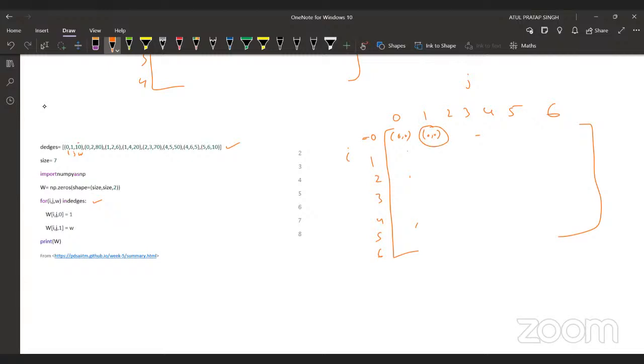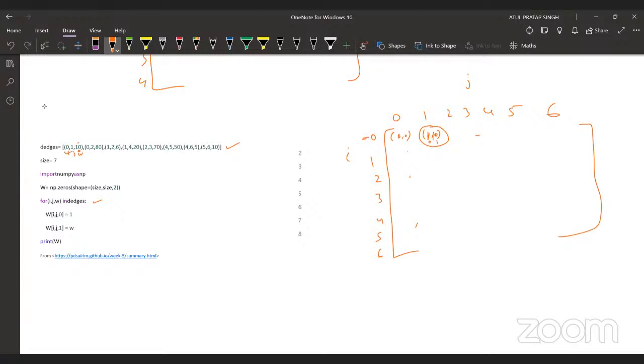So we will update the position that contains these two values. The index of the first value is 0 and the second value is 1. We are just changing the entry at I comma J, 0 comma 1, and what we are reading in W is 10 for the first edge. So in that place we are updating the value to 10. This contains the information of the first edge.